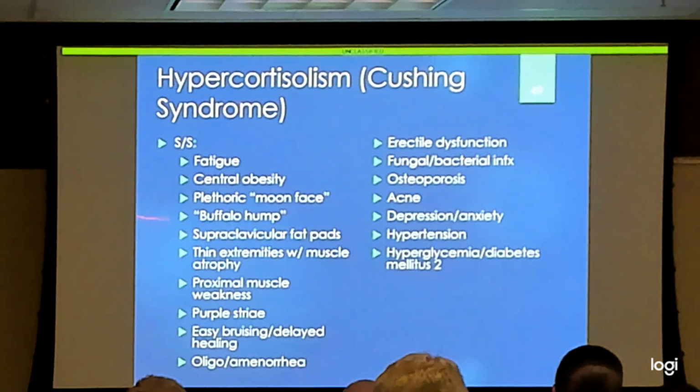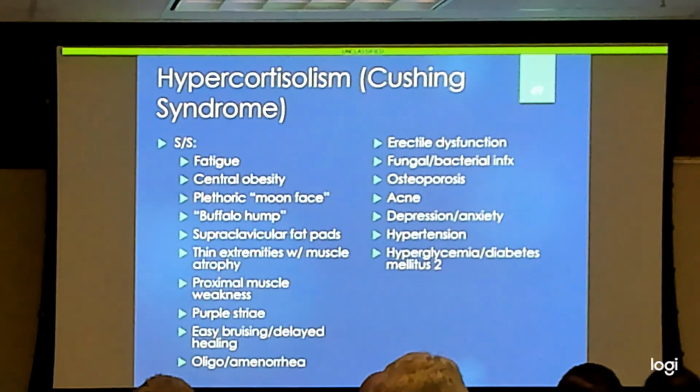The buffalo hump, they still call it that. The plethora moon face, right? So moon face, I'm red and my face is enlarged. The thin extremities with muscle atrophy, right? So I've got the giant beer belly, but I have the little scrawny arms and legs, especially proximal muscle weakness. So again, my biceps, my triceps, my quads, my hamstrings, and then this other stuff too. Hopefully it makes sense. This person looks like this.